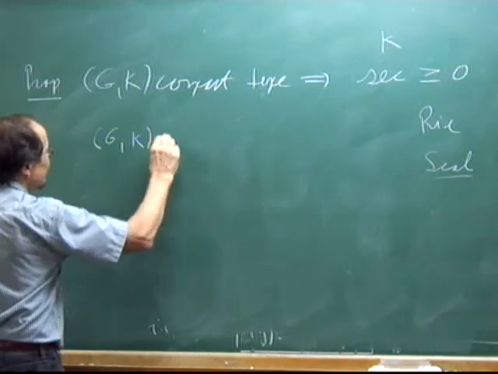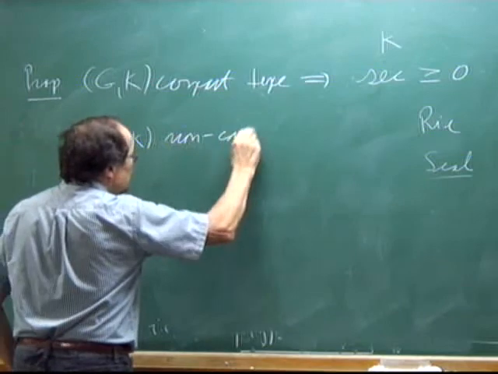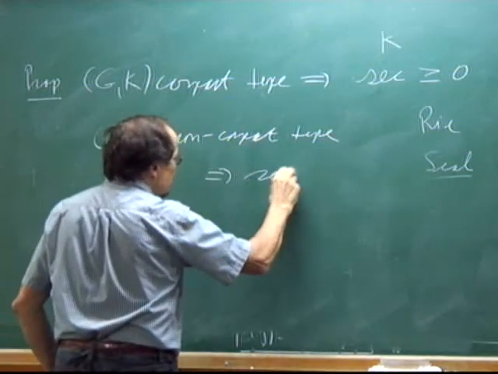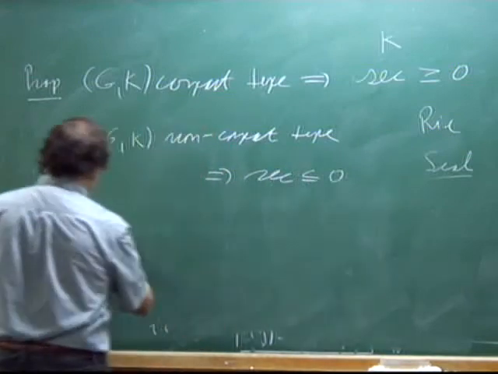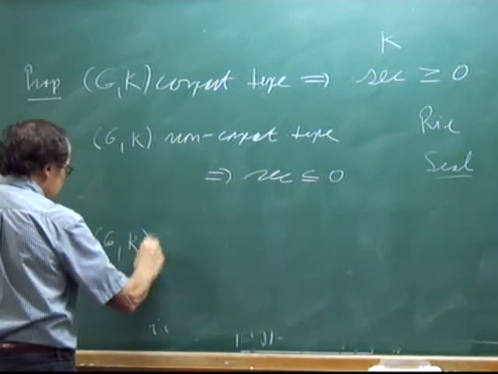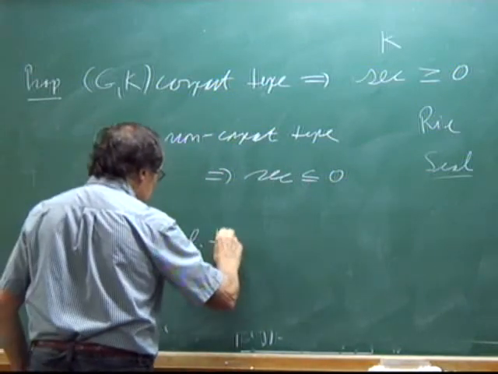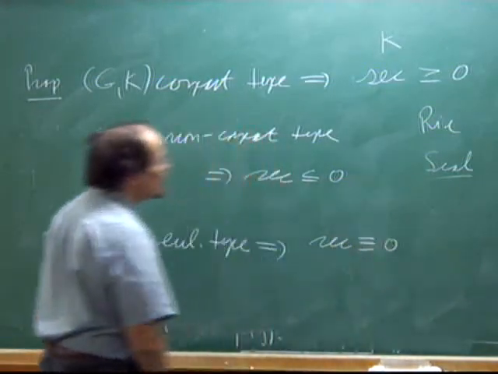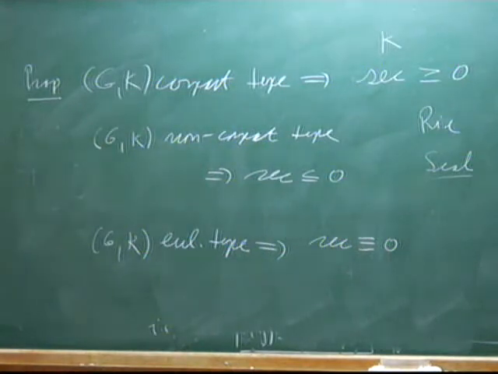(G, K) of non-compact type implies sectional curvature smaller or equal to 0. And we just saw that the Euclidean type implies 0 too. It implies sectional curvature identically 0. So this type distinction also is reflected right away in the curvature. Greater or equal to 0 is compact type, smaller or equal to 0 is non-compact type, 0 is Euclidean type.